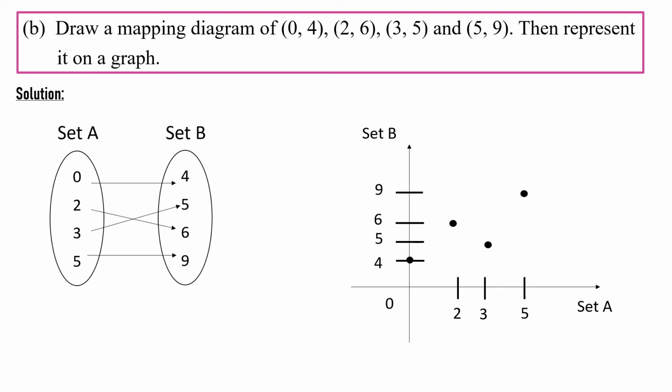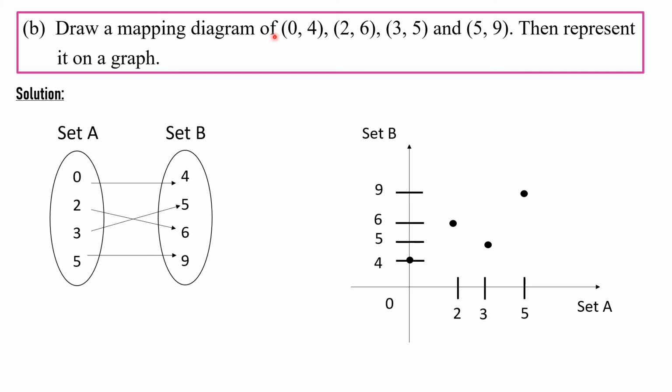Alright, the next example is to draw a mapping diagram of (0, 4), (2, 6), (3, 5), and (5, 9). Then we need to represent it on a graph. Alright, so here are the ordered pairs. So we need to transfer the ordered pairs into a mapping diagram or arrow diagram and also into a graph. So here is the mapping diagram. So set A and set B, whichever sets, because it doesn't mention here, set A, set B.